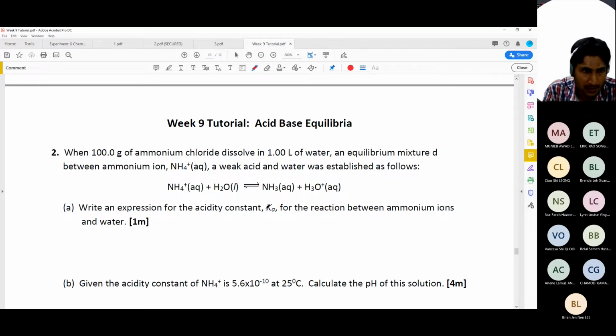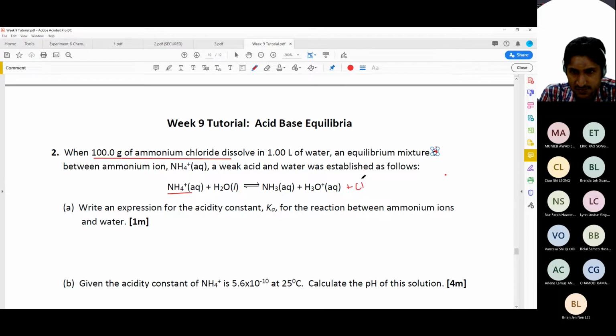Question number 2 says that when 100 gram of ammonium chloride is dissolved in 1 liter of water, an equilibrium mixture between ammonium ion, a weak acid, and water was established as follows. So ammonium chloride was dissolved. Yeah, 100 gram of ammonium chloride was dissolved in 1 liter. This ammonium actually is from ammonium chloride.